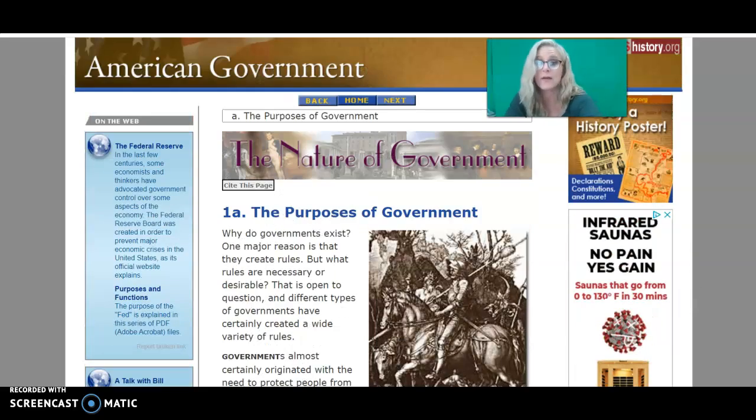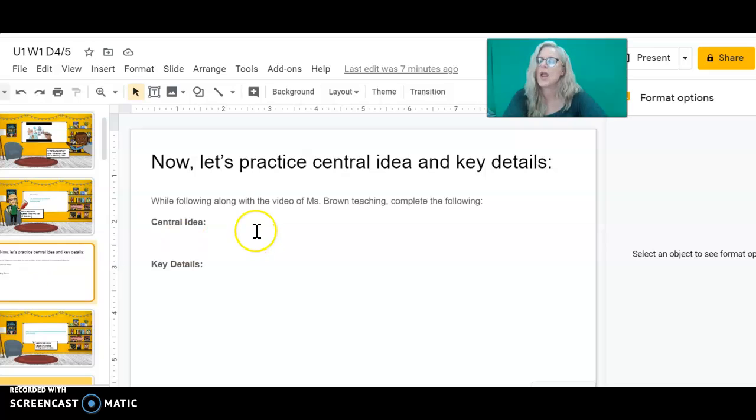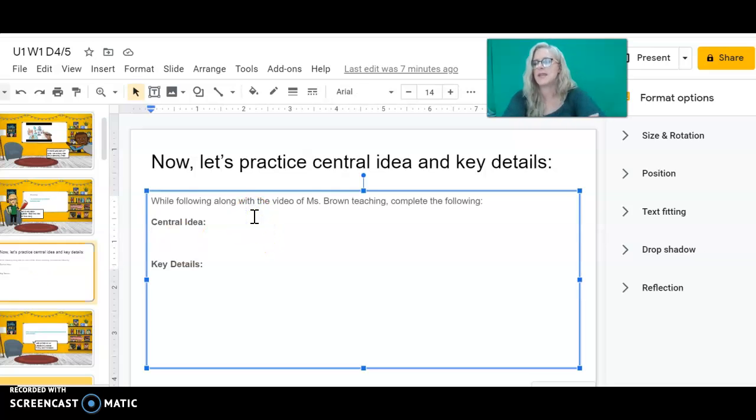So, going back, first we need our central idea. Our central idea always comes from the title, put in a statement. So our title is the nature of government, and under this is the purpose of government. So what do we think our central idea might be? It would have to do with the purpose of government, right? After reading, do you know what the purpose of government is? Yeah, it's this and this and this. It's lots of different things.